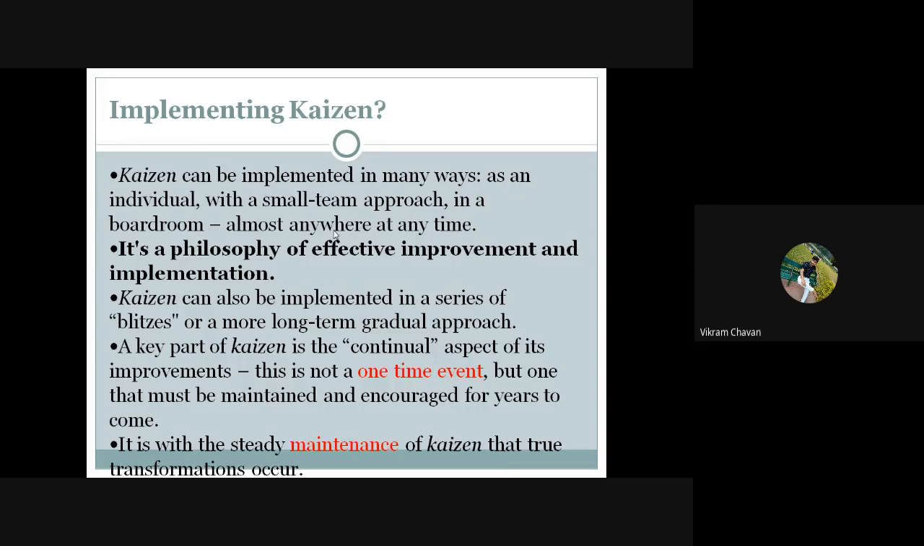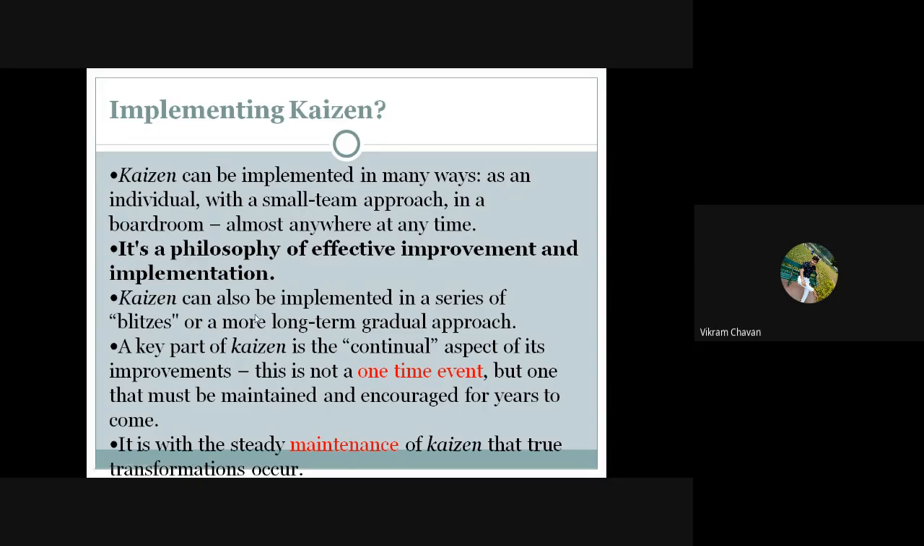So there is no restriction that a Kaizen will be considered only if the thought process comes out of higher management. That is not the scenario in Kaizen. Okay, so everyone is included in the Kaizen process or implementation, and the discussion can happen in a boardroom, in a small team, and an individual can also suggest Kaizen for improvement.